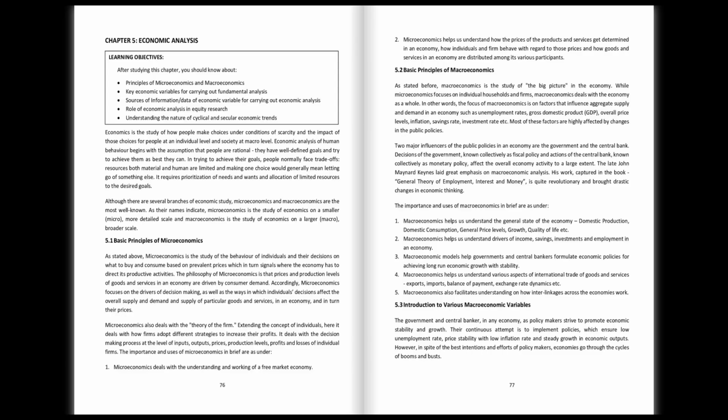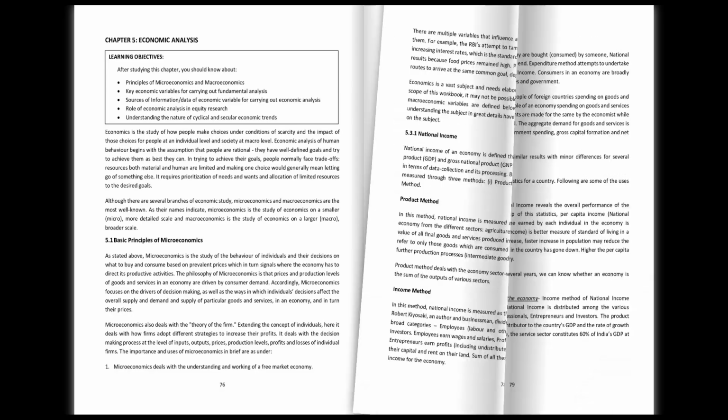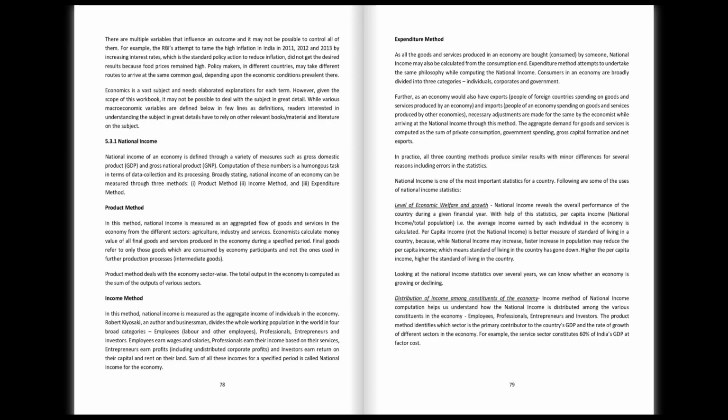Introduction to various macroeconomic variables. The government and central banker in any economy, as policymakers, strive to promote economic stability and growth. Their continuous attempt is to implement policies which ensure low unemployment rate, price stability with low inflation rate, and steady growth in economic outputs. However, in spite of the best intentions and efforts of policymakers, economies go through the cycles of booms and busts. There are multiple variables that influence an outcome, and it may not be possible to control all of them.